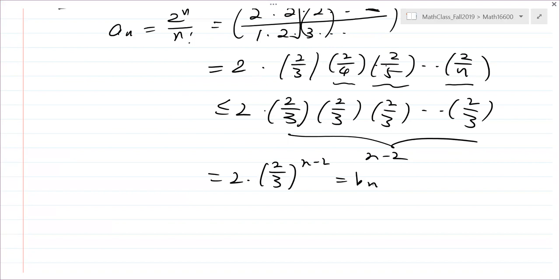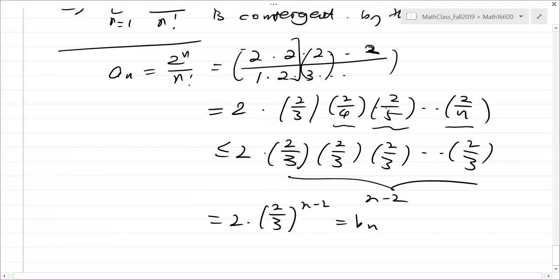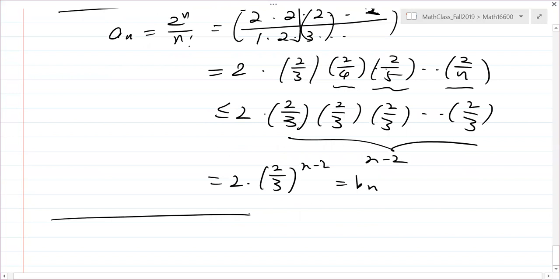So the comparison test works for many series, but that doesn't mean you are able to find a simple b_n. That requires a very good math background. How do you know you can decompose it in this way and get an upper bound, right? So I stop here on this problem, I'm not going to continue. Once you can find a simple series like that for the upper bound, then you can show that this is convergent. Okay.